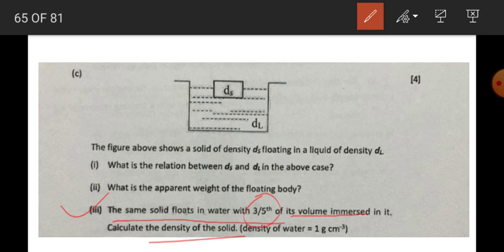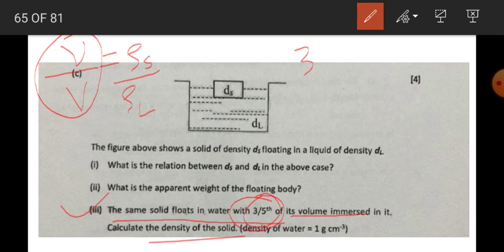So let me use this formula here. The ratio of volume is equal to density of the solid divided by density of the liquid. I hope you can see, the screen is quite blurry here. So the ratio of the volume is given as 3/5, let me write it here. The density of the solid we need to calculate, and the density of the liquid, that is water, is 1. Using this I can calculate the density of the solid.